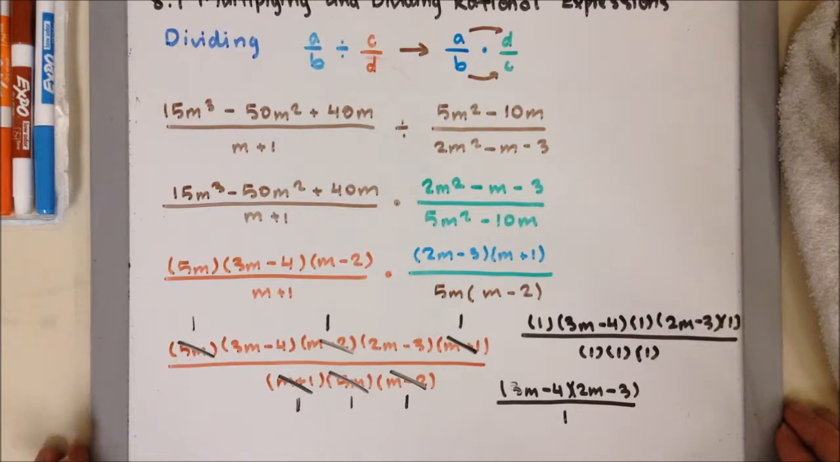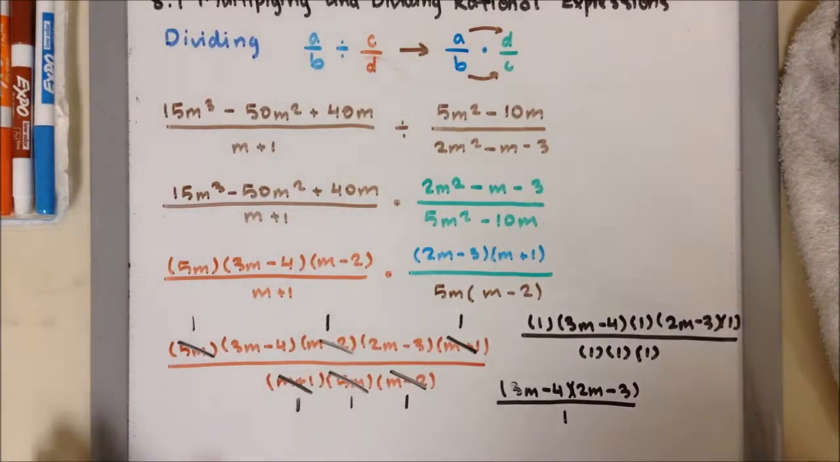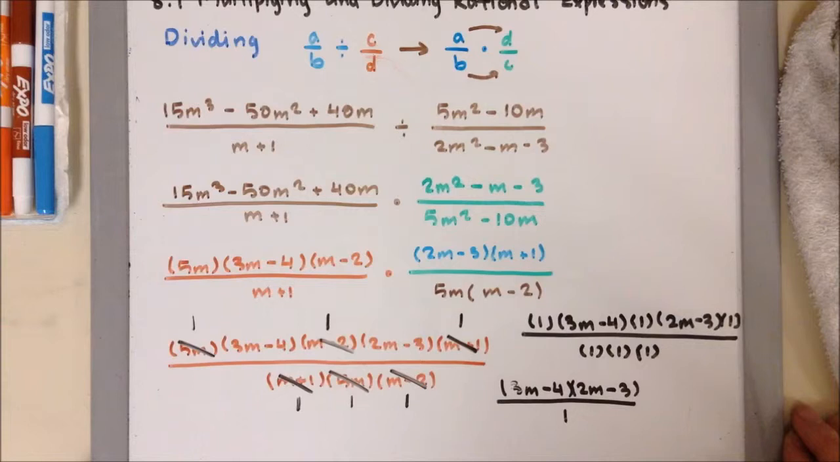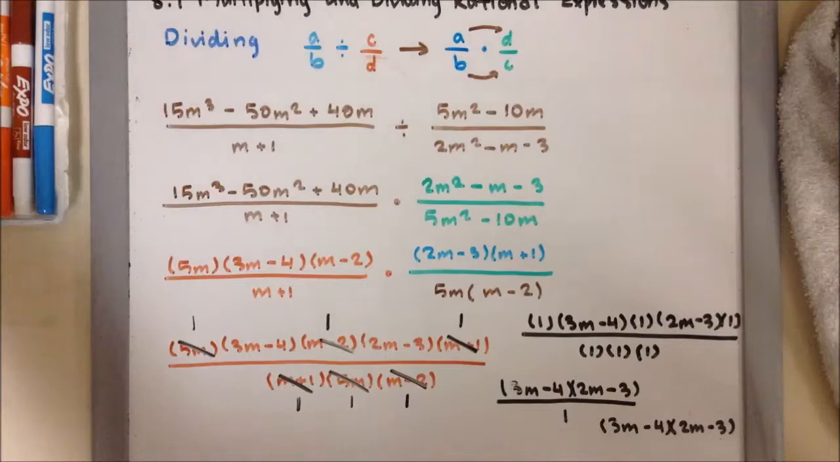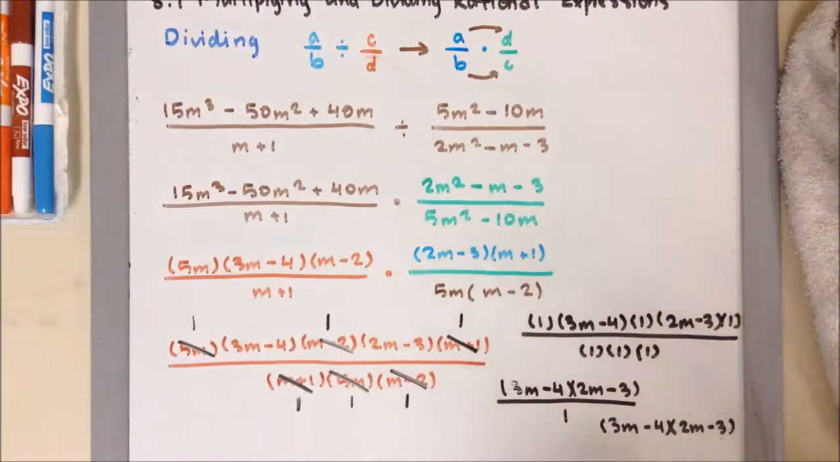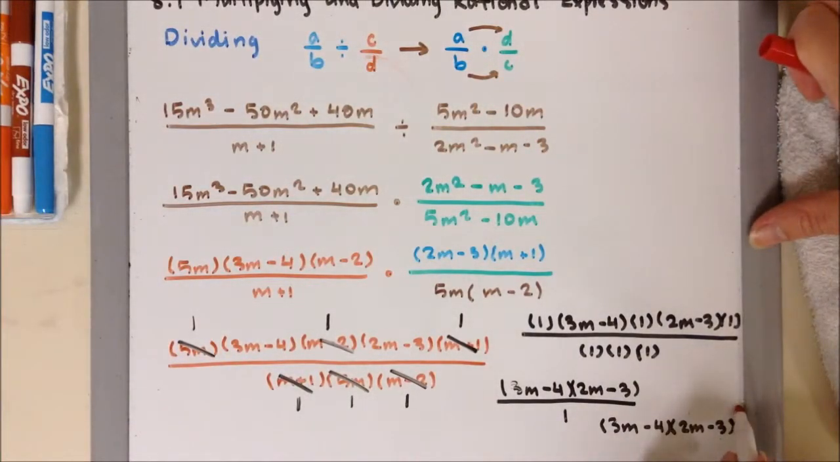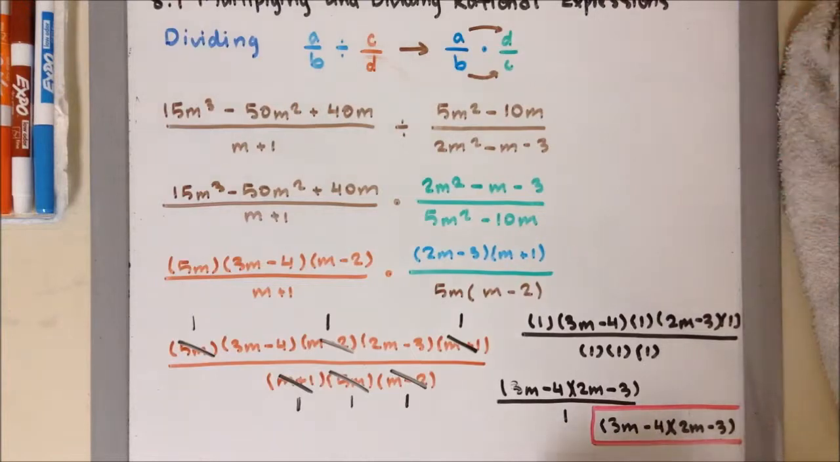Now, since the factors are over 1, then technically my final answer, when I simplify, would just be 3m minus 4 times 2m minus 3. So if it's over 1, you can still simplify the fraction. Simply what you have in the numerator, that's your answer. So my final answer here is 3m minus 4 times 2m minus 3.